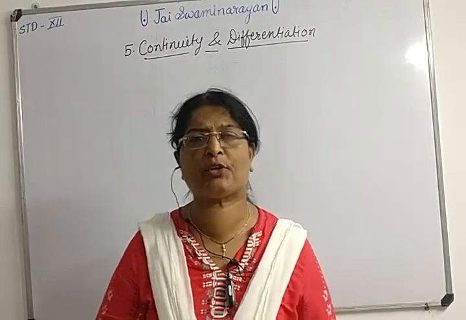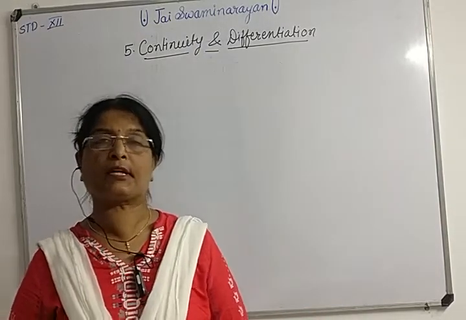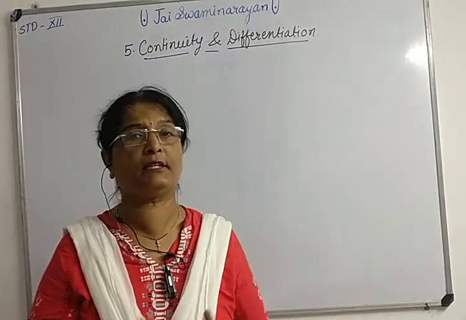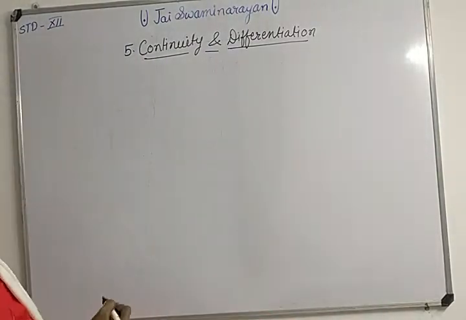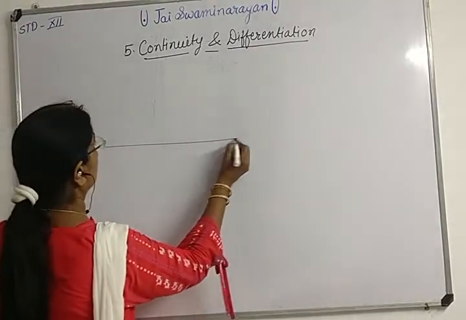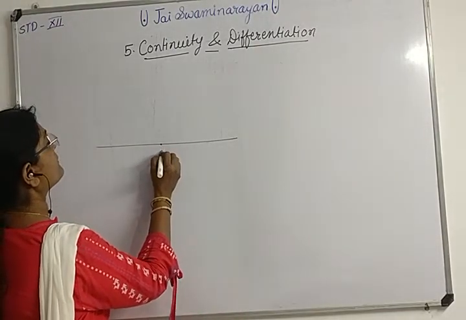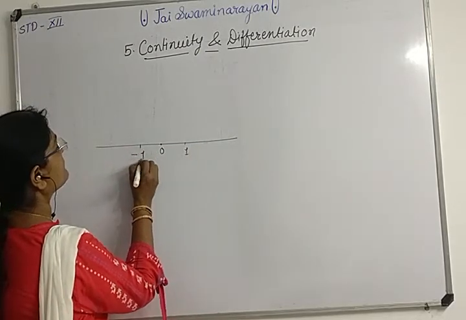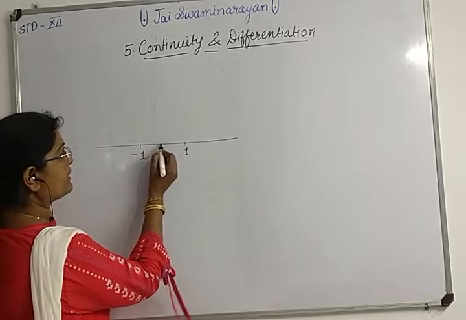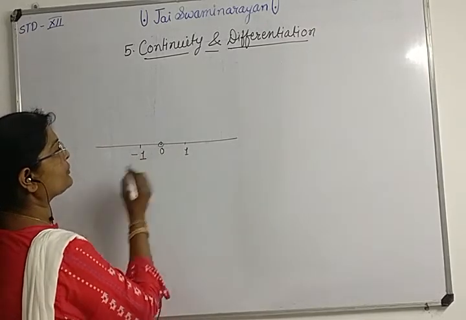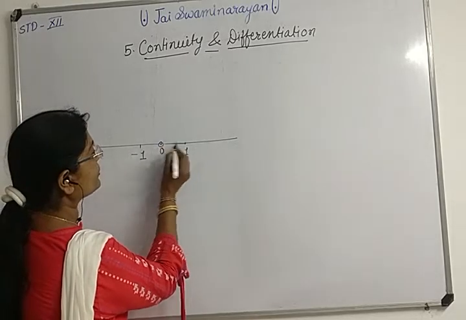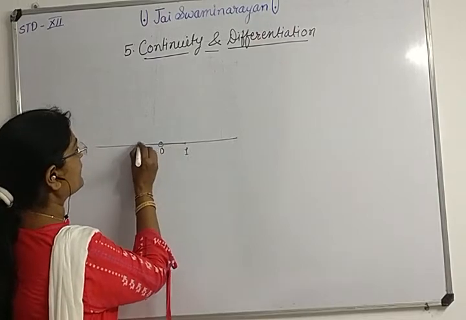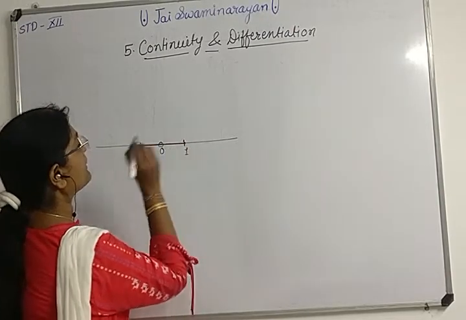Now what is the actual meaning of continuity of a function? Continuity means a continuous function without any break. For example, suppose this is a number line. It is 0, it is 1 and it is -1. So if a function is continuous at x equal to 0, towards its right and towards its left also, if the same value of the function is there, then we can draw the graph without lifting a pen.